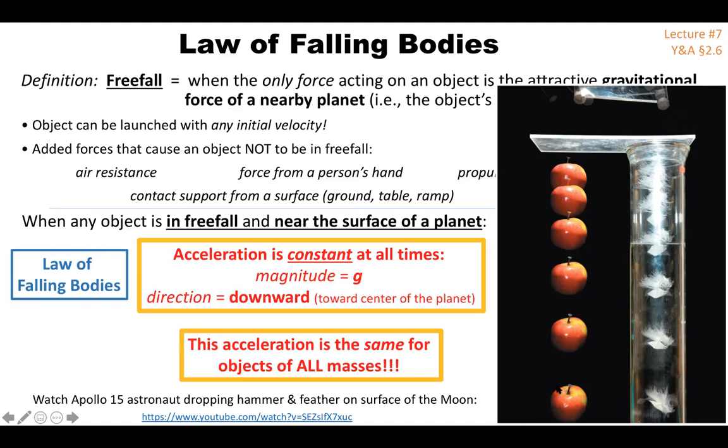We can see from this multiple photograph here that they've each traveled the same distance at the same time. There's a classic real life example of this. One of the Apollo 15 astronauts dropped a hammer and a feather near the surface of the moon where there is no air drag at all. The video is only a minute or a minute and a half long. So I recommend that if you open up the slides, you'll be able to follow this link, and I recommend that you take a look at that.